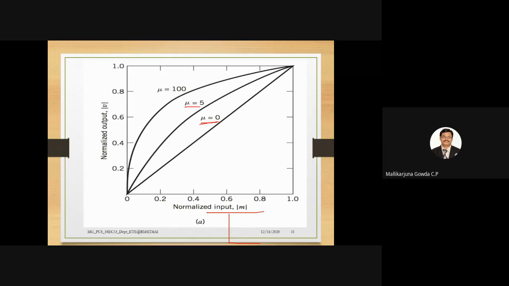When mu is 5, I get a curve like this. As I said, at low input levels it is linear, and at high input levels it will be logarithmic. Then when mu is 100, it looks like this. At low input levels, it is linear. At high input levels, it is logarithmic. So this is the mu law graph.